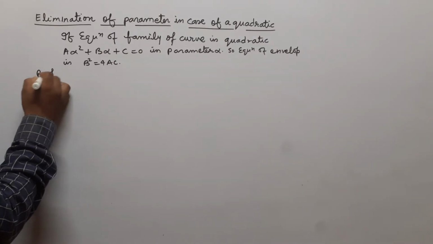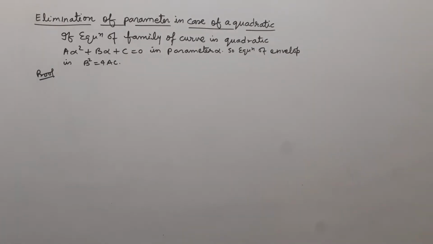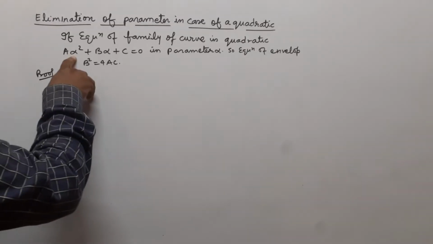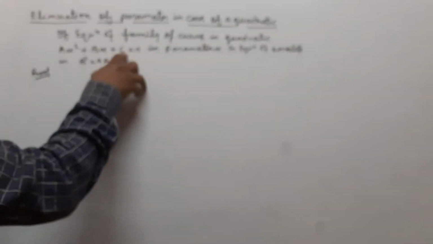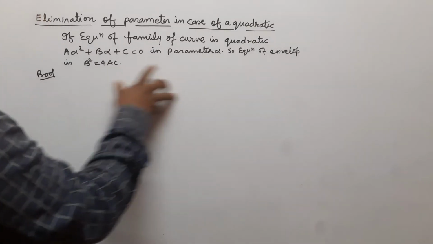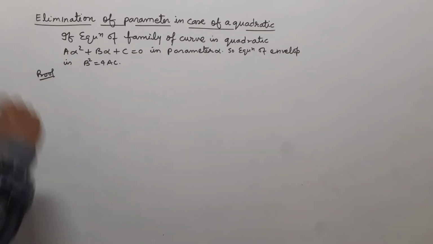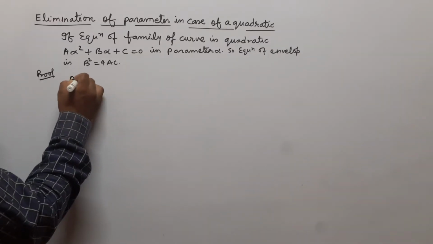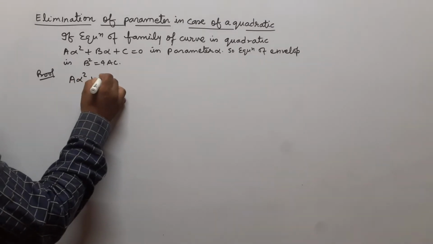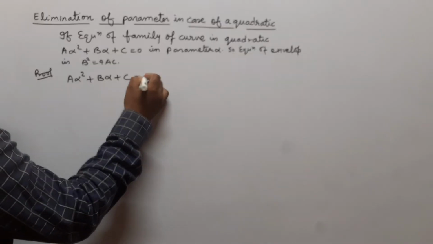So here we can see that if the given equation of family of curves is quadratic, that is a alpha square plus b alpha plus c is equal to 0, where alpha is the parameter of this family of curves, then the equation of envelope is b square is equal to 4ac. So first we write the equation of family of curves, a alpha square plus b alpha plus c equal to 0. This is the given equation in parameter alpha, where alpha is the parameter.